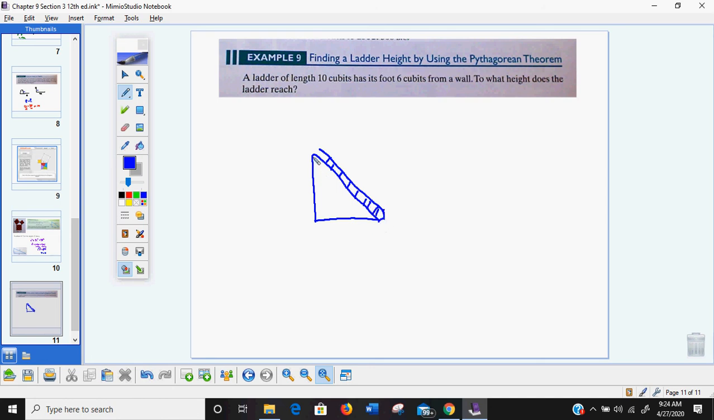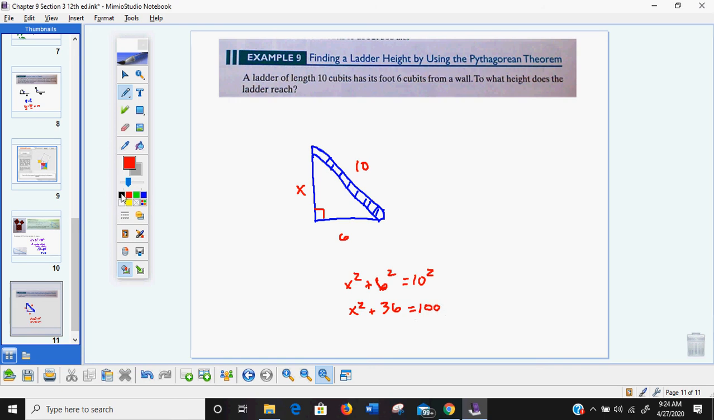Okay. And we know that the ladder is 10 long. And we know it's 6 away from the wall. We're looking for this height over here. Now my right angle is here, so 10 is my longest side. So I'm going to have x squared plus 6 squared equals 10 squared. That would be x squared plus 36 equals 100.